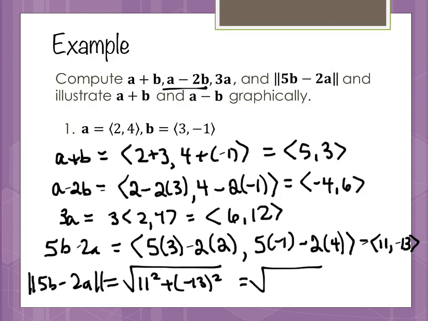What do I get underneath my radical when I take 11 squared plus 13 squared? 290. And we would try to reduce that if we could, to see if it simplifies any. This one actually doesn't, because it's 29 times 2 times 5. All of those are prime numbers, and none of them is occurring more than once. So square root of 290 is the best we can do, so to speak.